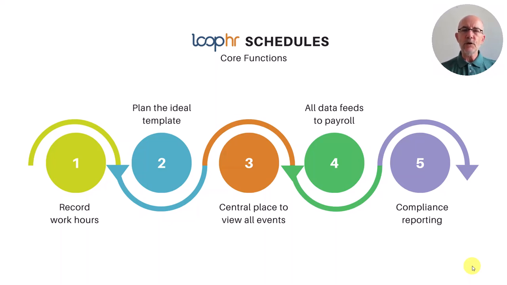So here's a quick overview of Loop HR core functions for the calendar and schedules in general. First of all, the calendar itself is where all work hours or all paid hours are recorded. It is really essential that the hours are accurate. This is no different than if you were managing things outside of Loop. You would still need to record the hours. And I'm going to show you the benefit of doing it correctly within Loop.